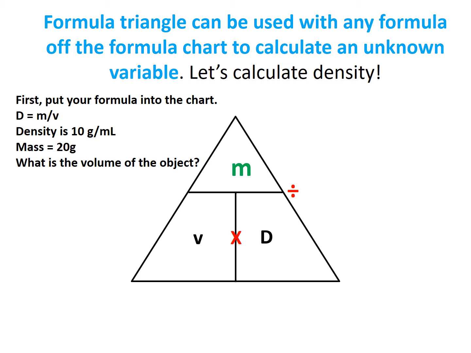So, if density is equal to 10 grams and the mass is 20 grams, so mass, we see in our triangle, divided by density. So what is the volume of the object? So obviously we're going to take our 20 and divide it by 10, and we should come up with 2 milliliters as our volume.